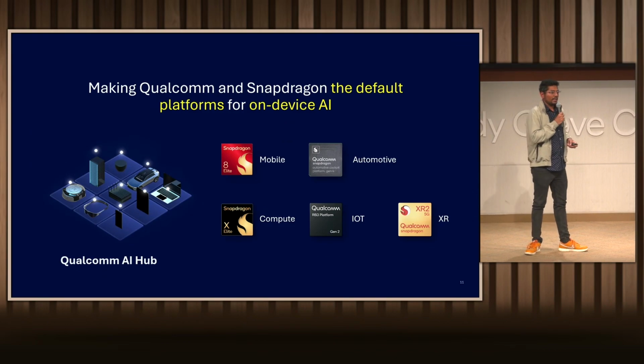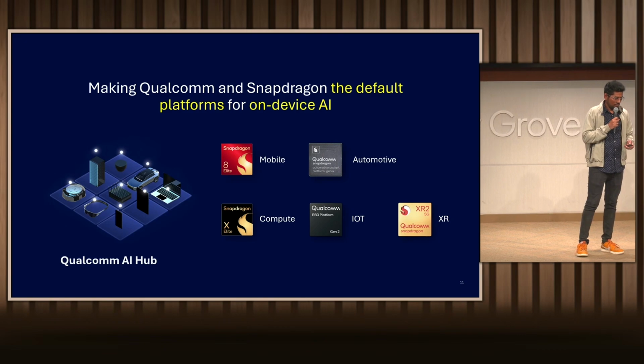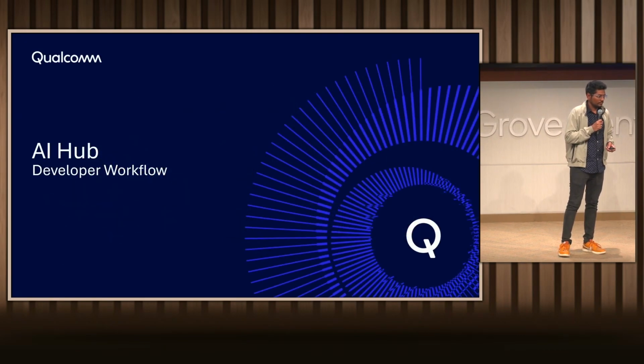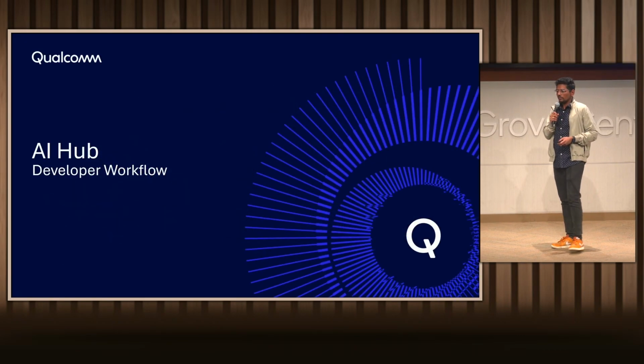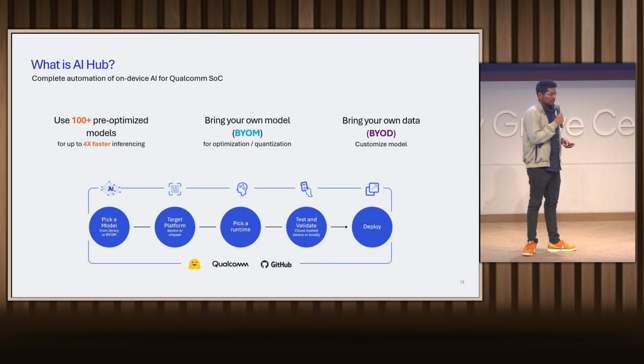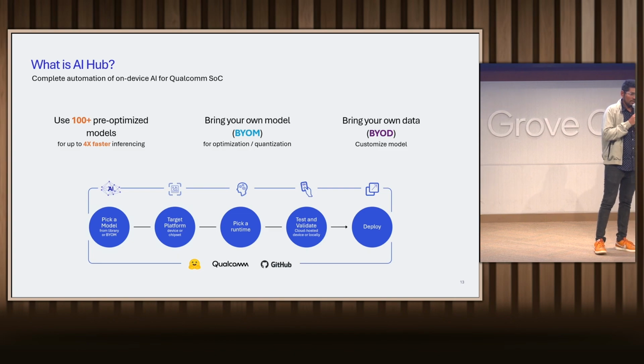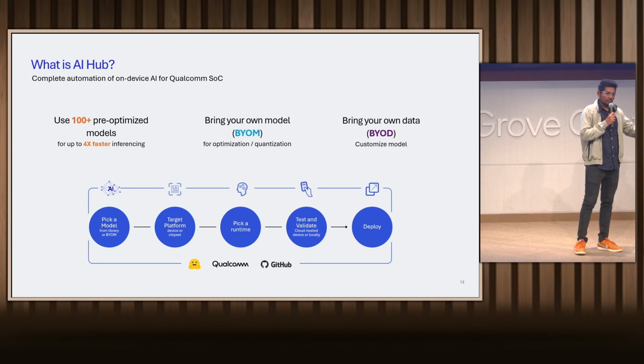This makes Qualcomm and Snapdragon platform the default platform for on-device AI. Let's look into the developer workflow for AI Hub. This is a typical AI Hub developer journey where you bring your own model, or you take a pre-optimized model from AI Hub.